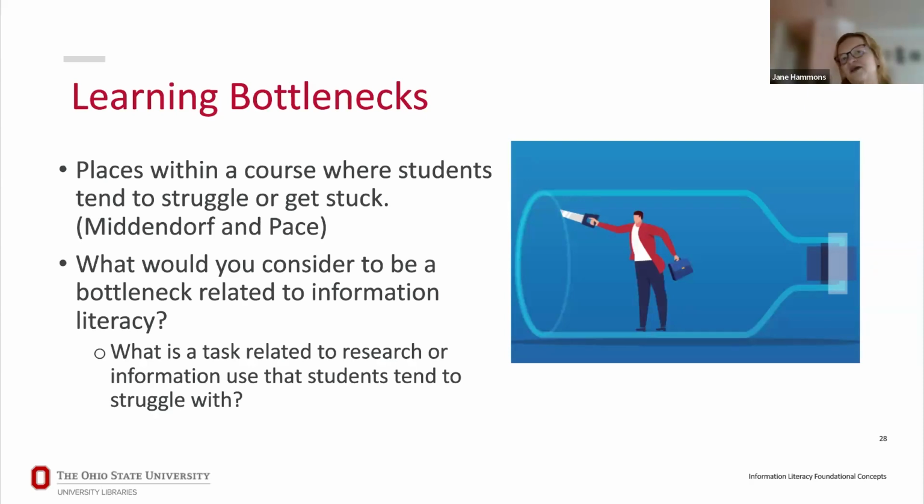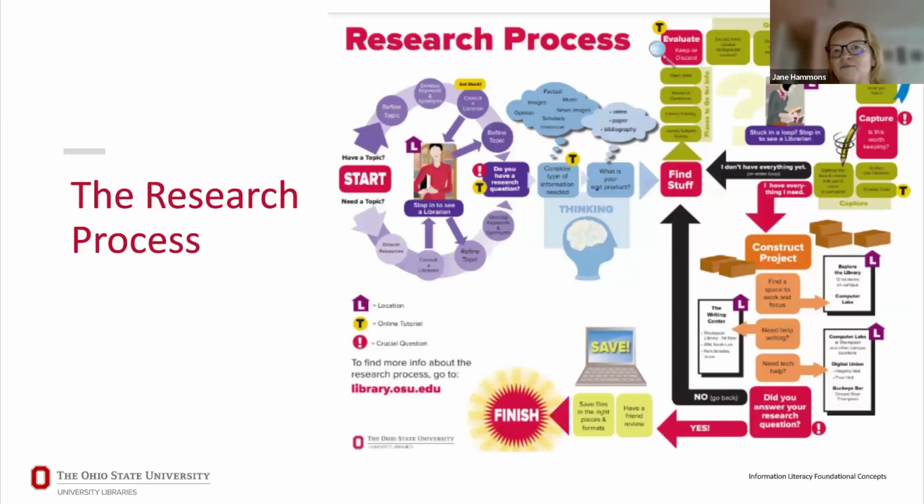And there are a lot of bottlenecks that may be specifically related to information literacy or a lack of information literacy. In the interest of time, I was going to have you all share some in the chat. Instead, I'm going to share a few myself, but feel free to add ones that you specifically see and would like to talk about. Feel free to share those in the chat. I just wanted to highlight a few of the ones that I think are important.